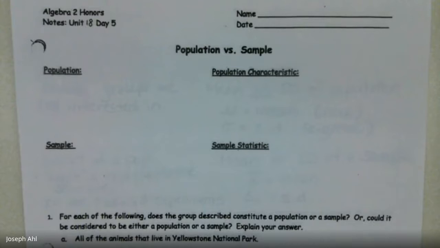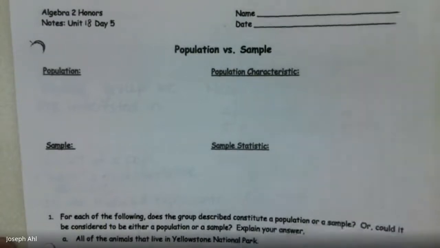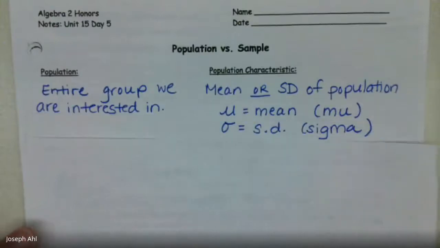Today we are talking about the difference between populations and samples, and then some characteristics that would describe each of those two criteria. You can see at the start of the notes here on page 28, we are just writing some definitions for each of these things. If you want to get started, let's talk about populations first, and then population characteristics.